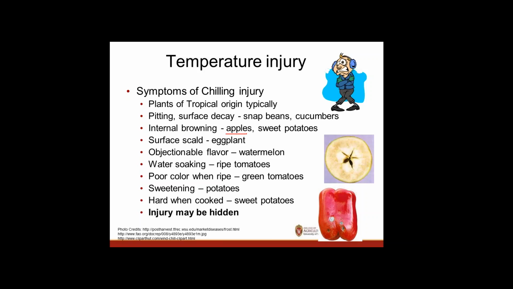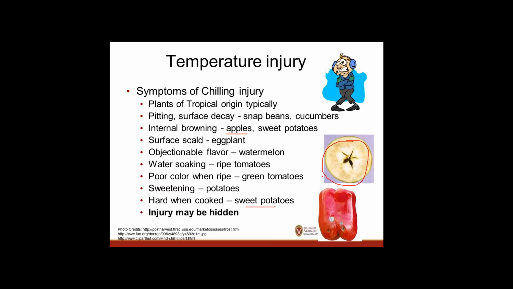Internal browning, that's common with apples. They're stored at right near 32 degrees, so if we don't have good control, we get something that looks like this, where you get a browning. Surface scald on eggplant, we get the objectionable flavor, water soaking or water spots, poor color ripening, sweetness in potatoes, hard when cooked, so that's the sweet potatoes. But the biggest issue is that the injury may be hidden. Like the apple, you don't know it until the consumer gets it and cuts it open and finds it all brown on the inside.